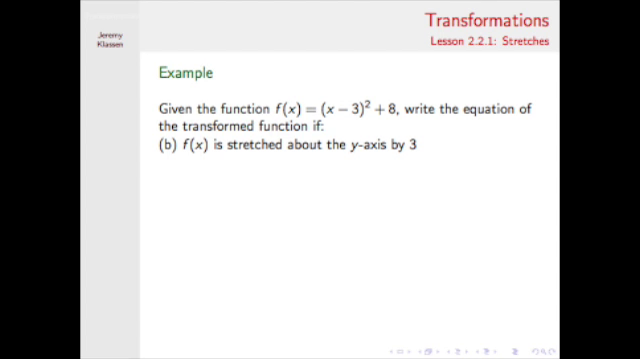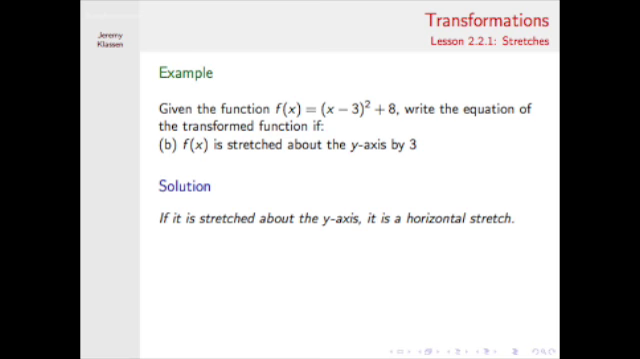Now this next question asks us to write the equation of the function f of x if it's being stretched about the y-axis by a factor of 3. And just like we did in the last question, our priority here is first of all to determine what direction this is. Because it's stretched about the y-axis, we know that this has to be a horizontal stretch. So it's the x coordinate, or sorry, the x variable that's being adjusted.